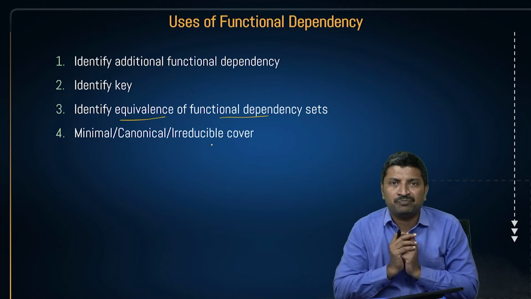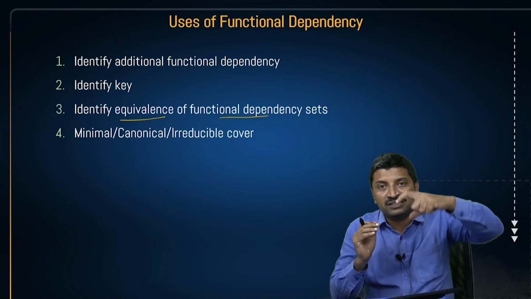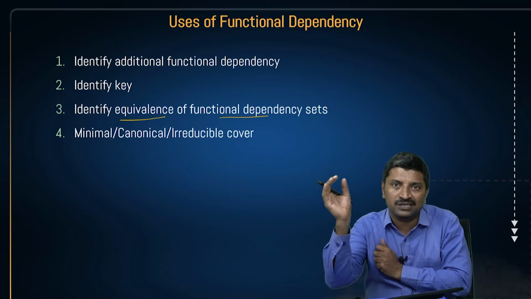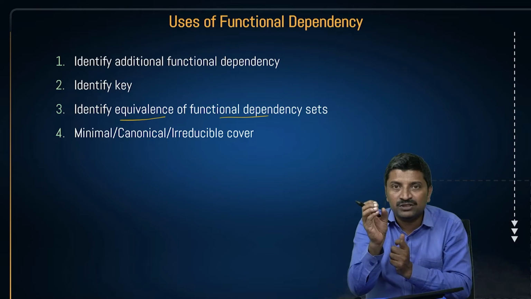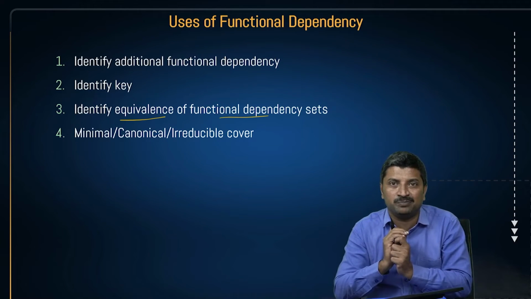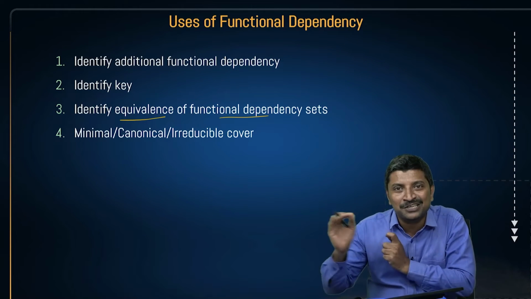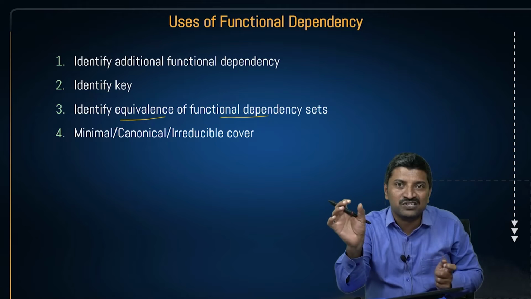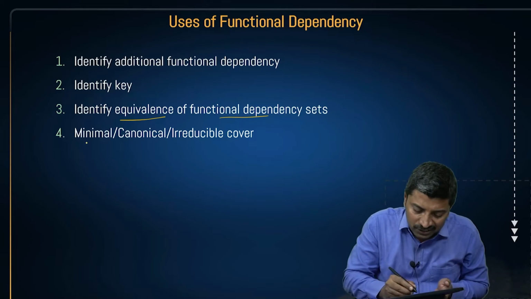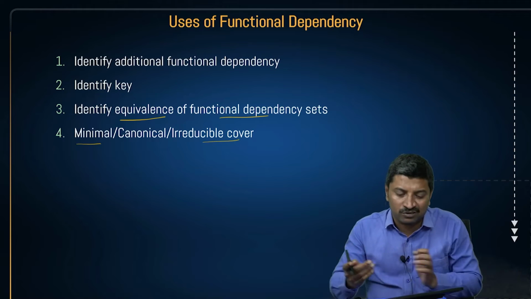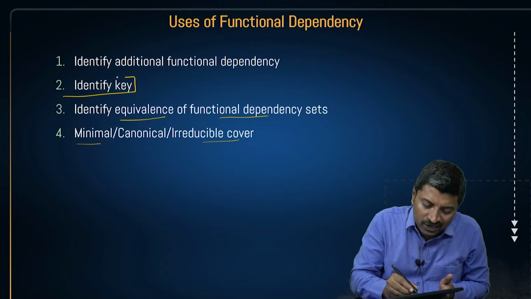Minimal cover. What is minimal cover? When they give a set of functional dependencies, I can identify a set of functional dependencies with the minimum possible number of functional dependencies, but the given set of functional dependencies is equal to our minimal set of functional dependencies. That is called minimal cover. Is that clear?